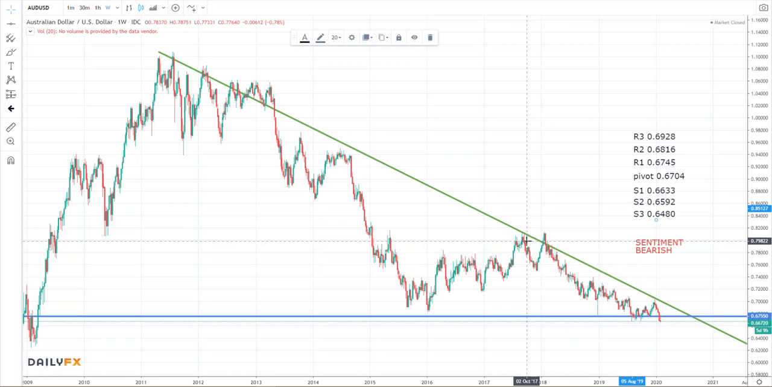Welcome to the Australian dollar versus the US dollar, Aussie versus US. This is weekly analysis. The date today is February 9, 2020.